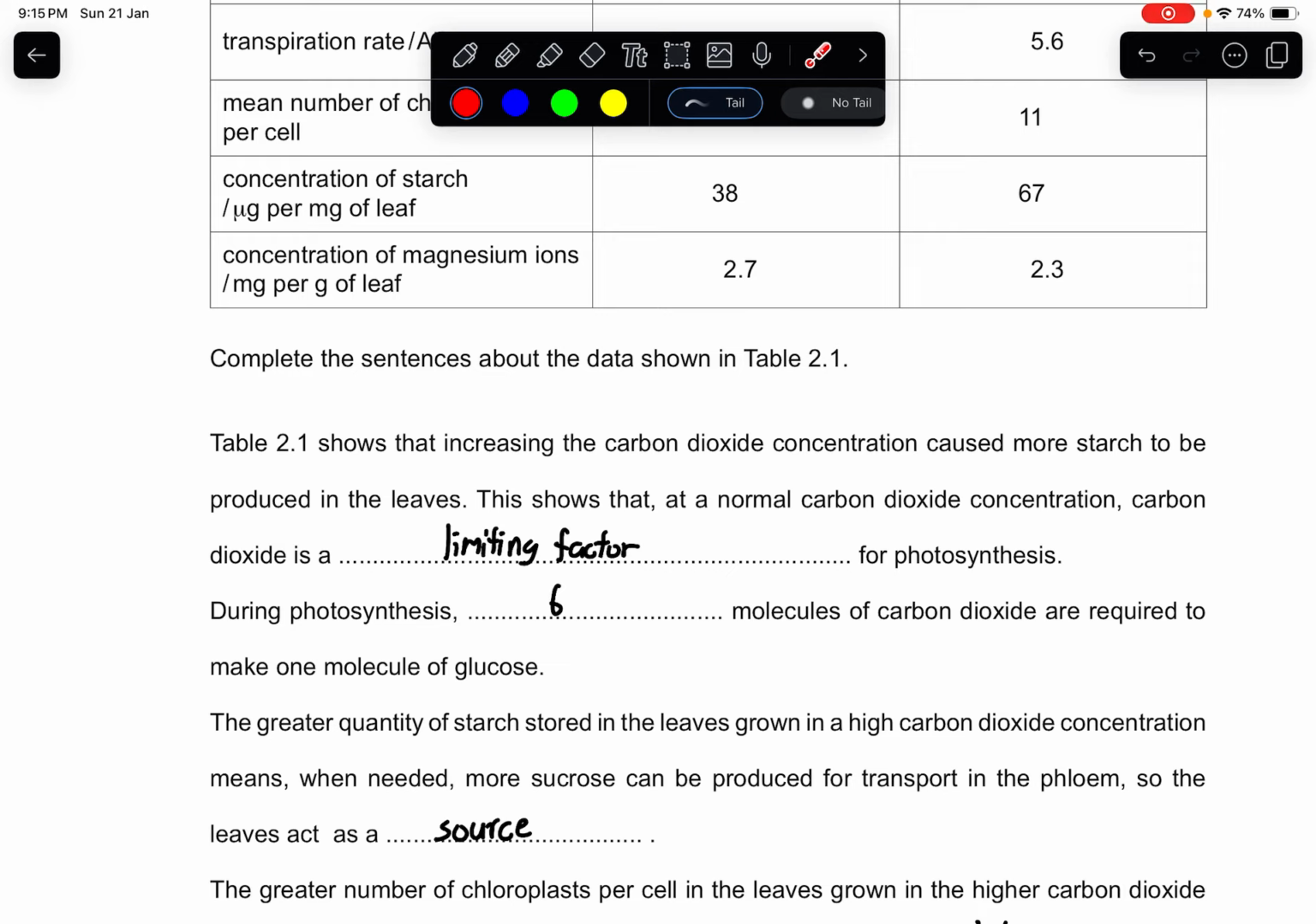During photosynthesis, 6 molecules of carbon dioxide are required to make 1 molecule of glucose. So this corresponds to your understanding of the photosynthesis equation, which is 6CO2 + 6H2O, which will form C6H12O6 + 6O2. So 6 molecules of carbon dioxide will form 1 molecule of glucose.